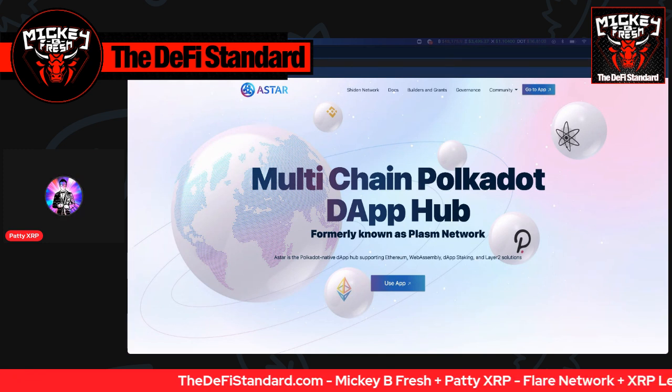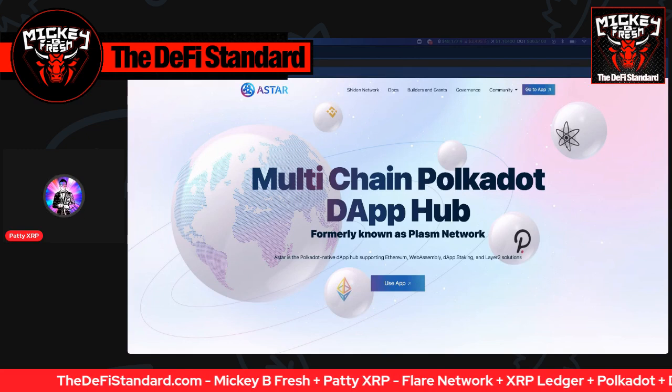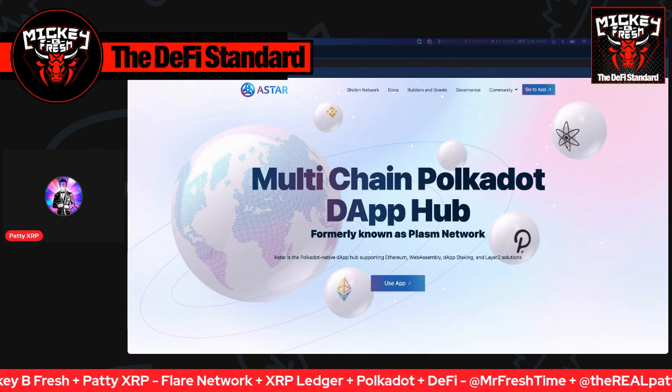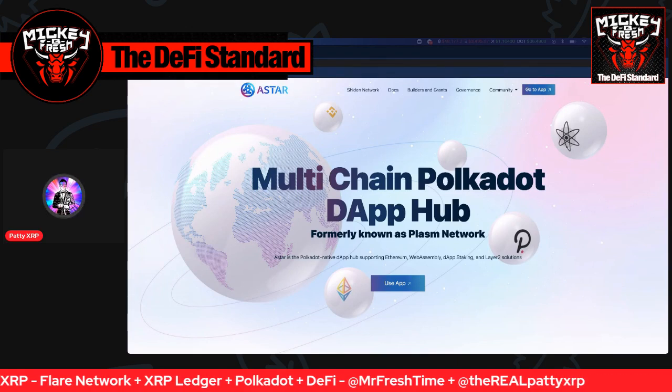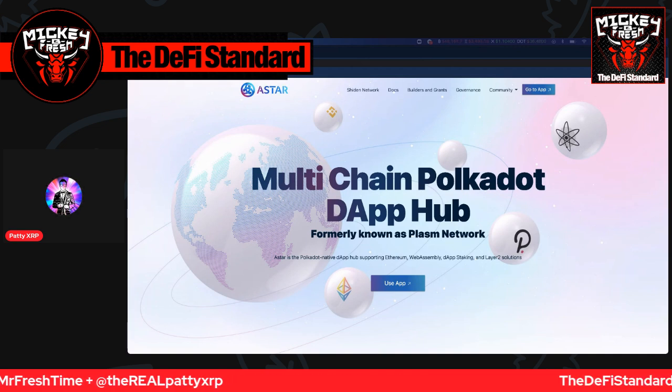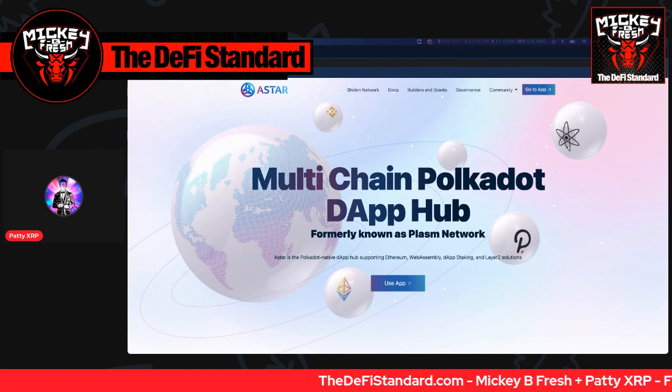And then as far as consensus, they're going to start out as a proof of authority that uses a limited set of community selected validators. And then over time, it will shift to nominated proof of stake, just like every other parachain, with collators and nominators for staking rewards. And then moving down into their tokenomics section.